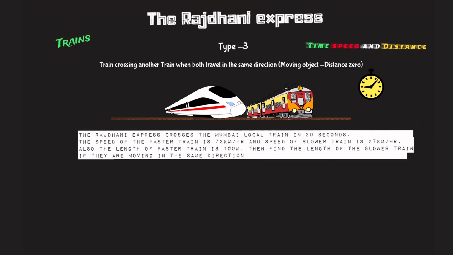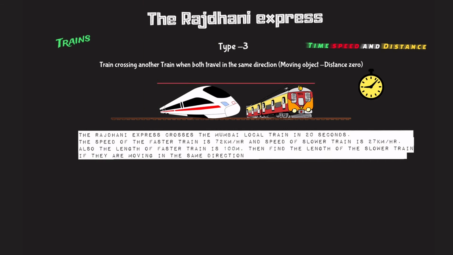So we start with the next episode of Train, which is the Rajdhani Express. Now, this episode will help us understand Type 3 of train. What is Type 3? Two trains are traveling, and both the trains are traveling in the same direction. So, what is happening now?